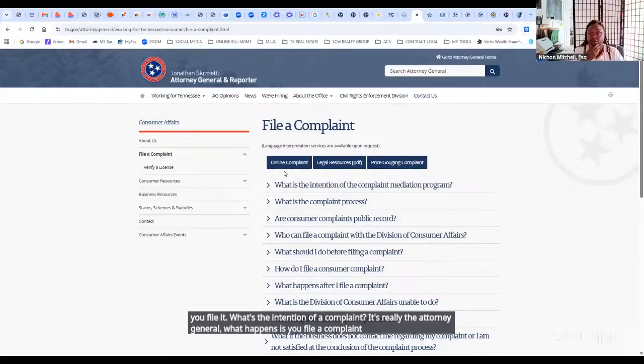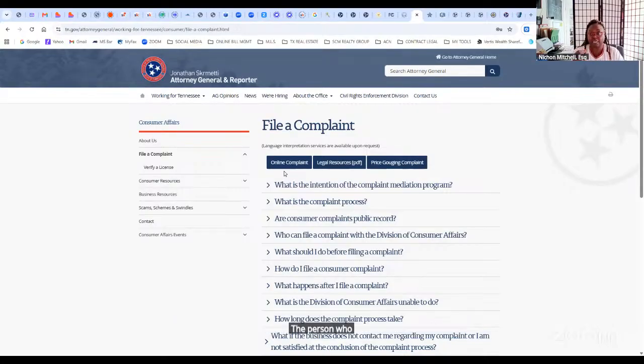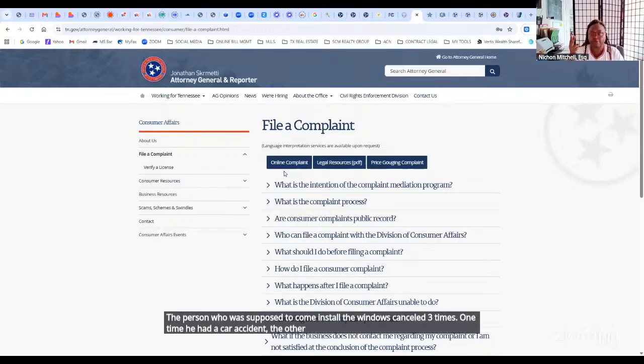So we filed a complaint and said, hey, what actually happened was I contracted with them. The person who was supposed to come install the windows canceled three times. One time he had a car accident. The other time he was homesick. He canceled a third time for some reason. And then when they set the appointment and she was at work and couldn't do it, then they said, well, you breached the agreement and we're charging you $17,000.